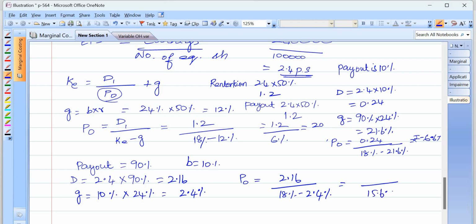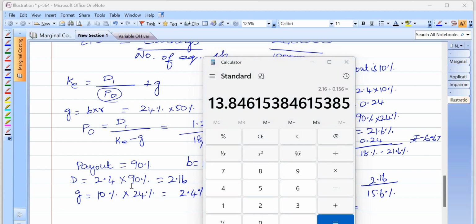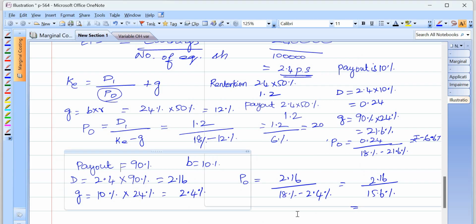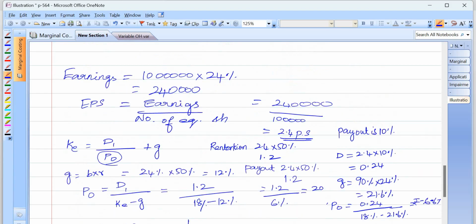So 15.6 percentage, 2.16 divided by 15.6. So what we are getting, 13 rupees 85 paise. So my price of equity is 13.85.